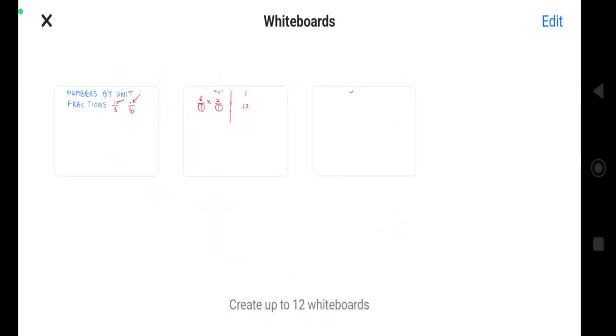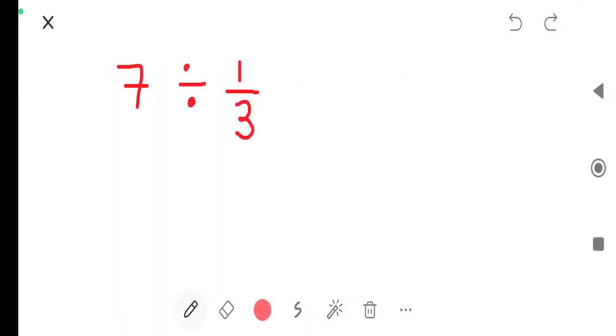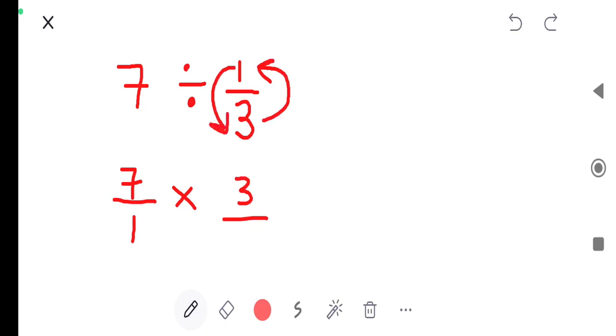Let's look at the next question. Now for this one, you have to write 7 as a fraction. You will agree with me that 7 is the same thing as 7 over 1. Then you turn this division into multiplication and you flip 1 over 3. When you flip 1 over 3, 3 will go up and become the numerator. Then 1 will come down and become the denominator.